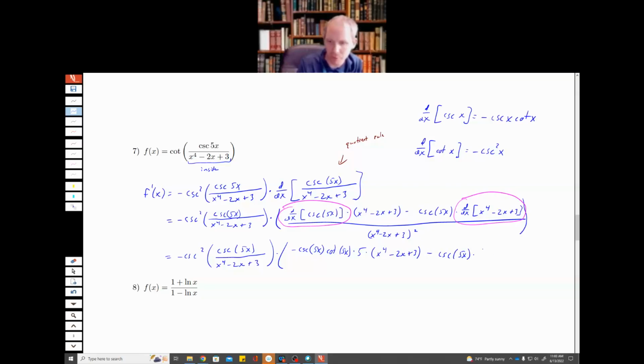Okay, and then over here, the derivative of x to the fourth minus 2x plus 3, that's nice and easy, right? Power rule, right? And the derivative of 3 is 0.